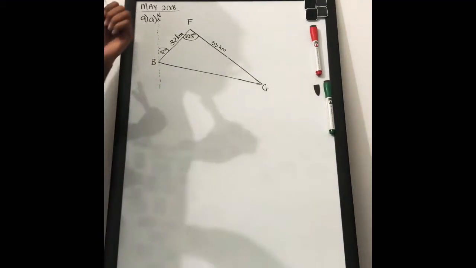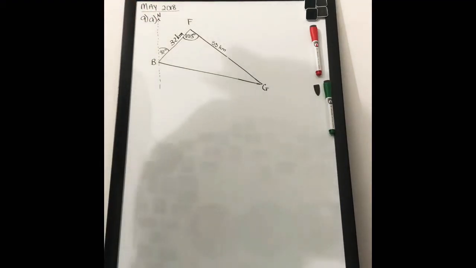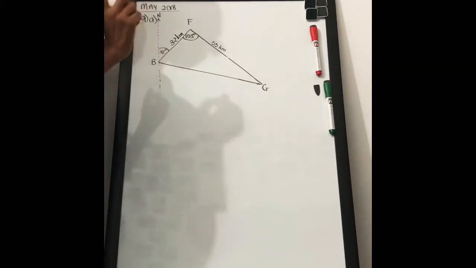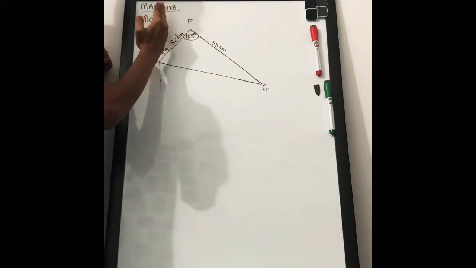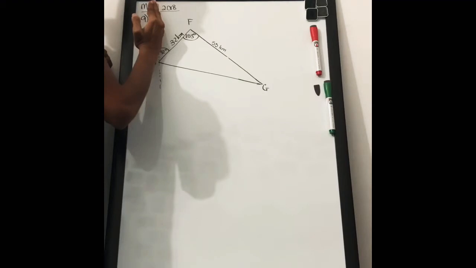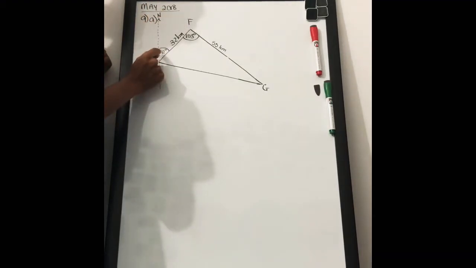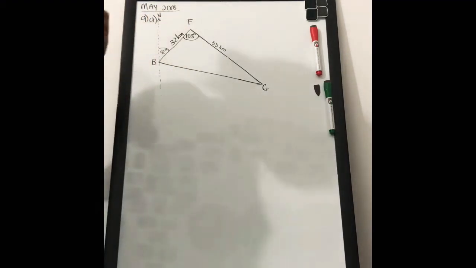Now remember, bearings are always three significant figures. So F is on a bearing of 042 degrees from B. Once they say from B, you draw your north arrow at B. They want F from B, so it's the angle from north until we reach F. That would be 42 degrees.